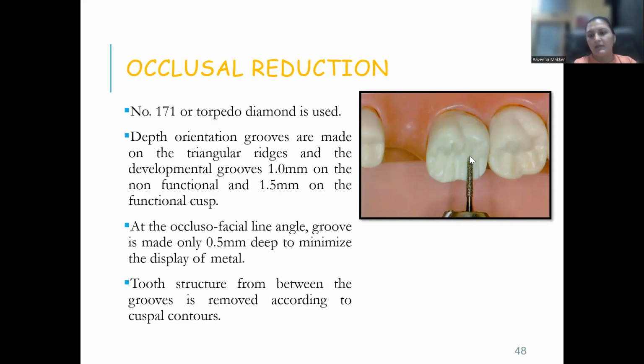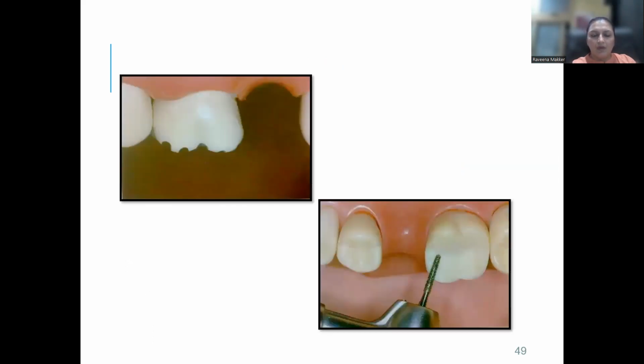As you can see, this burr is used to create the depth orientation grooves along the triangular ridges and the developmental grooves, and the tooth structure which is remaining between these grooves is removed following the cuspal contours to complete the occlusal reduction. This is the side view. This is the depth of the orientation groove. This is the picture showing the complete occlusal reduction.